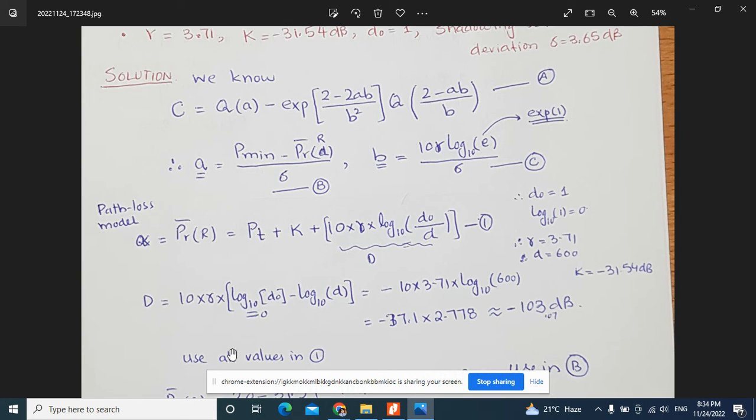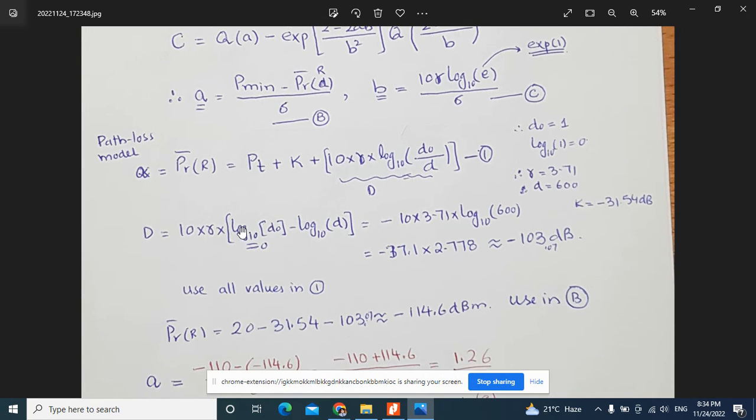So you need to use all these values in this equation, and then you can easily calculate the mean received power. The mean received power is equal to 20, which is given. This was plus, but the value is negative, so that is why it is minus. If you take the addition or subtraction of these results, you will end up with the value minus 114.6 dBm.